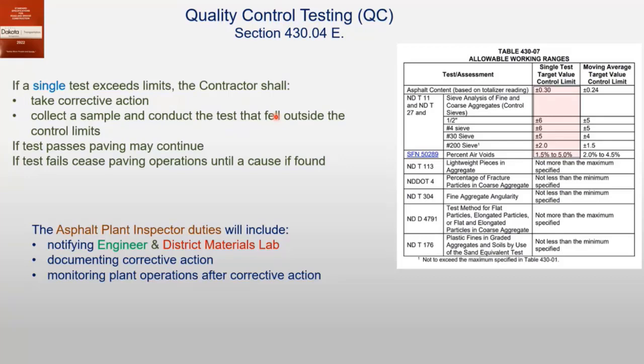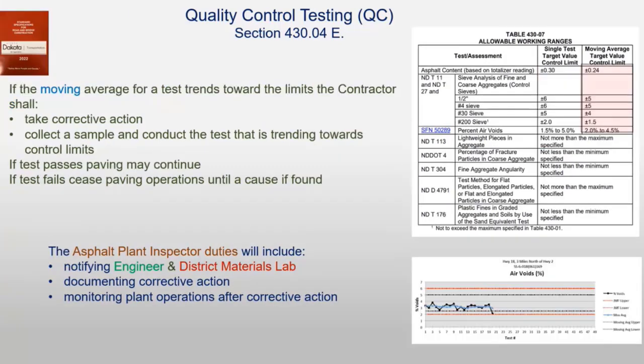And so as an inspector, we need to be notifying the engineer that this stuff is out, the district materials lab, and then make sure we document what corrective action the contractor took, and keep monitoring things and moving forward, and hopefully things will work out there.